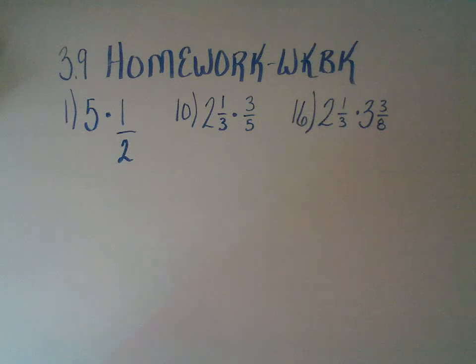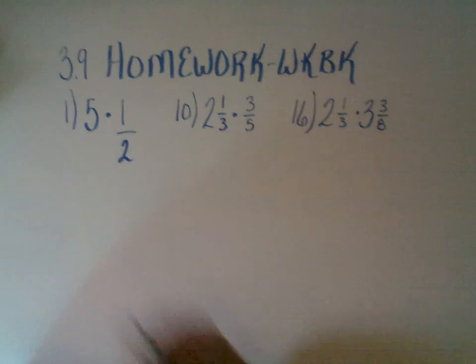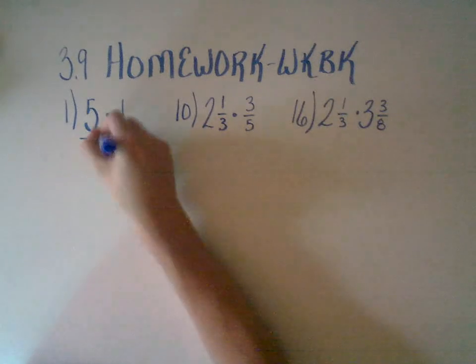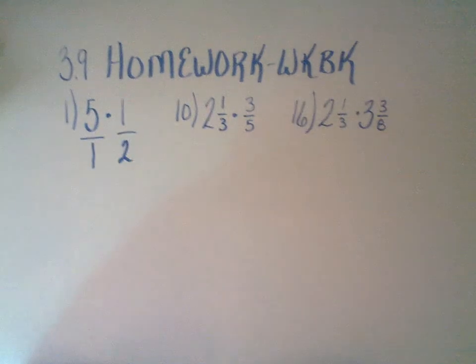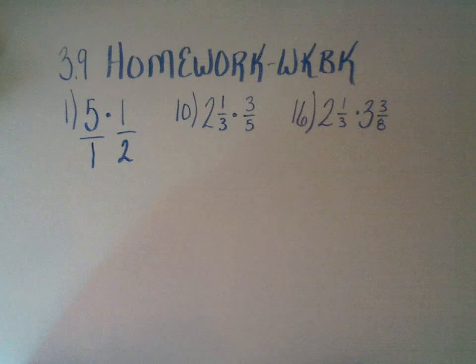Number 1, you've got 5 times 1/2. Now what I don't like about this question is it's not actually two fractions, and that's really what this section is all about, is multiplying fractions. So what I want to do is change 5 into a fraction, and that's pretty easy. 5 as a fraction is 5 over 1. And if you want to check me on that, do 5 divided by 1 on a calculator, and you'll pretty quickly see that it is indeed 5.